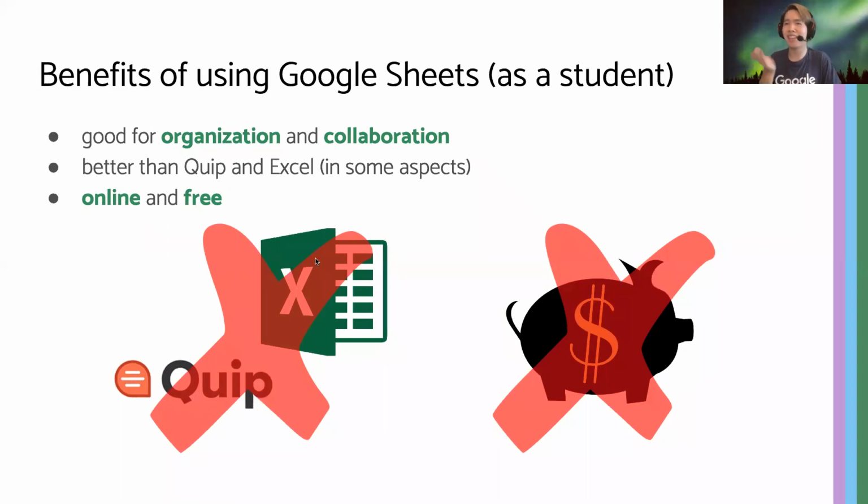So I don't think anyone knows what Quip is, but we use it. We use part of it at Amazon, and it sucks. And then Excel is also pretty good, but there are some features about Google Sheets that make it more preferable to Excel for different reasons. And the most important thing is that it's online and it's free. You don't need to download anything, and you already have access to it with your UCI accounts.